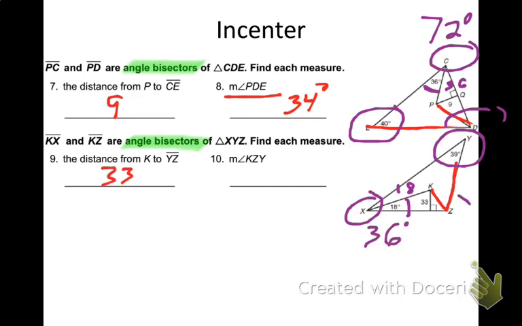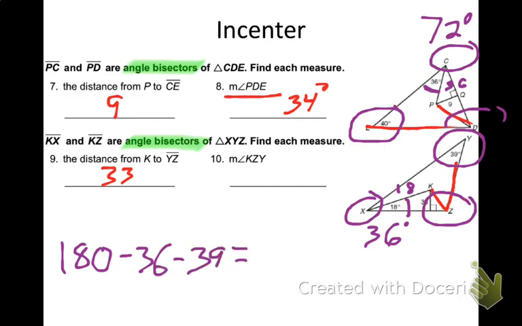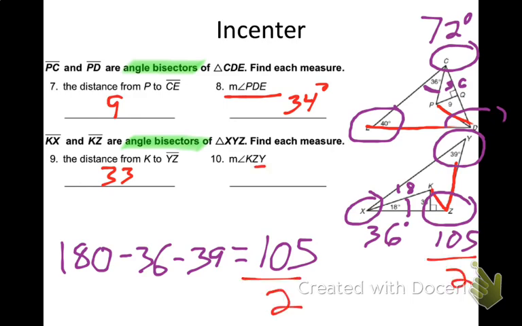So to find angle Z, what am I going to do? 180 minus 36 minus 39 equals, what's that going to equal? I have it. Troy? Subtract from 180? Troy. 105, thank you, sir. Good job, Troy. So that gives me the big angle there, but I want the part angle, which means I need to divide by 2, and I get 52.5 degrees.